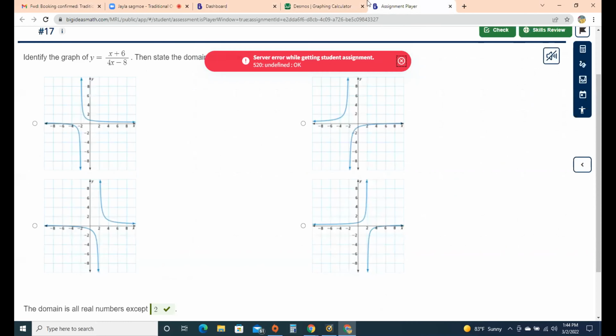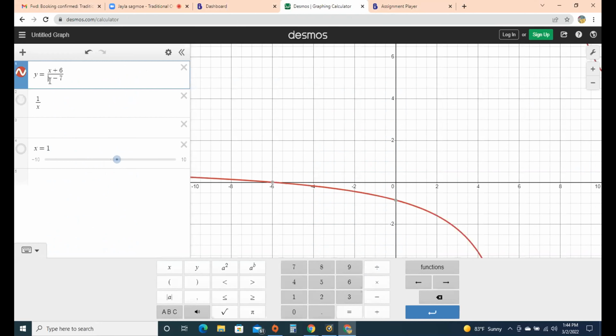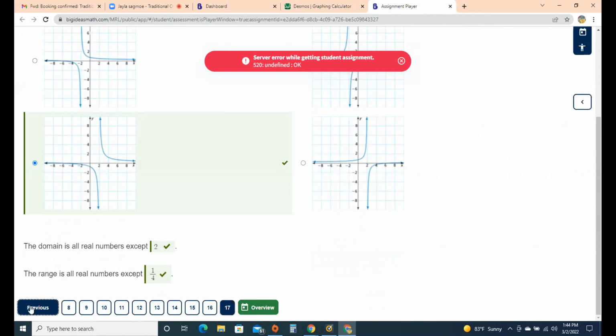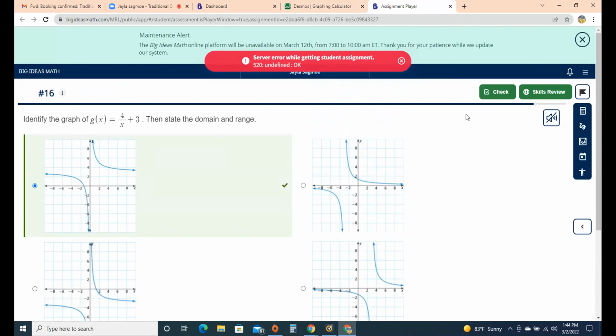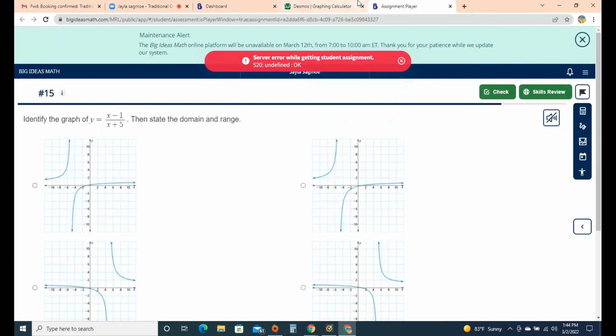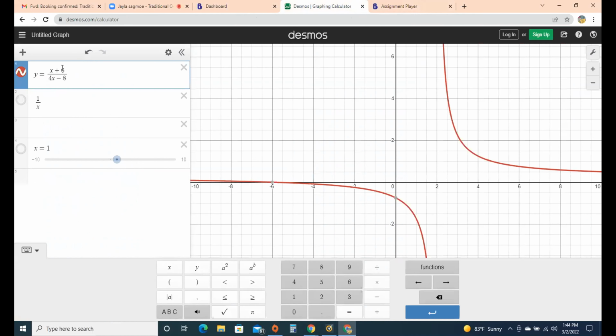And me talking is probably a distraction. No, it's fine. Or x minus 8 on that. Yeah. Yes. And then, oh yeah, I already got that one. And then x minus 1, x plus 5.